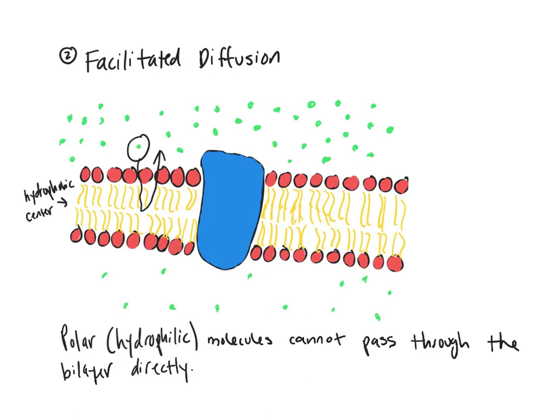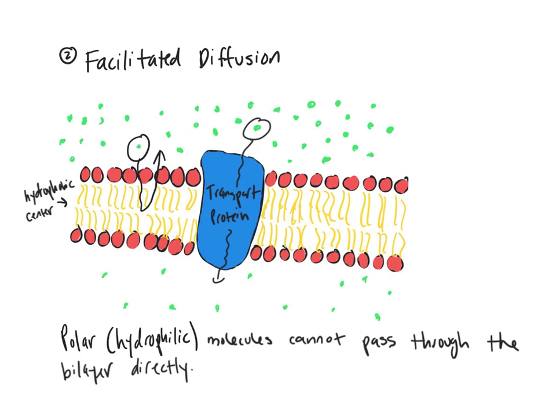So these molecules just can't pass through the bilayer directly. They have to resort to using our lovely transport protein, which has been chilling in the middle of this drawing this entire video. This blue guy right here, he's a transport protein. And they are happy to help our lovely polar molecules get into the cell. So a polar molecule pretty much uses the transport protein like a bridge and will travel through it from high to low still.